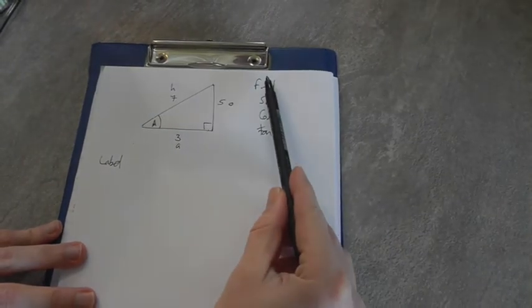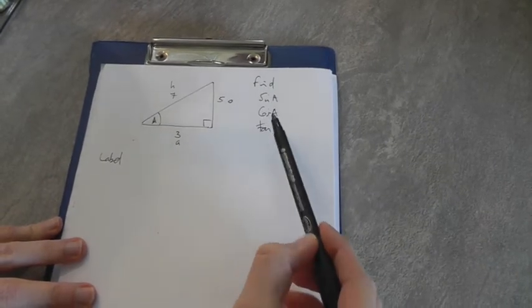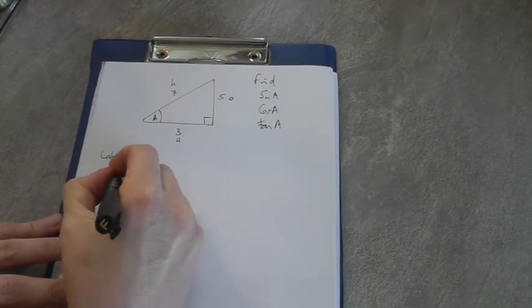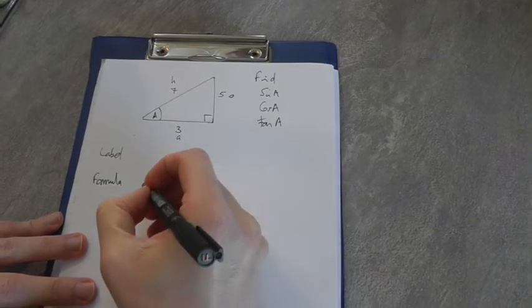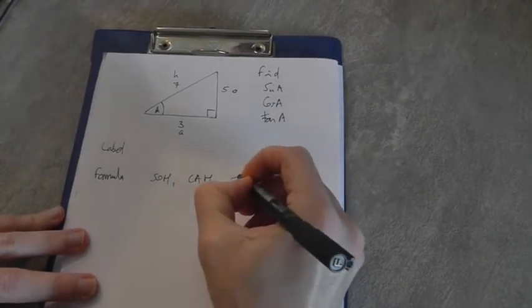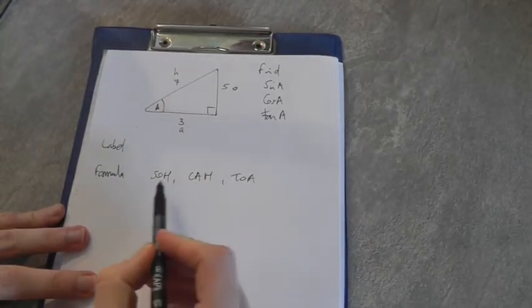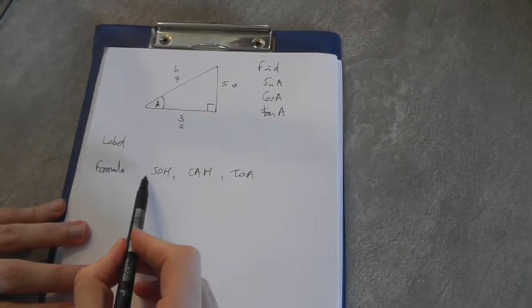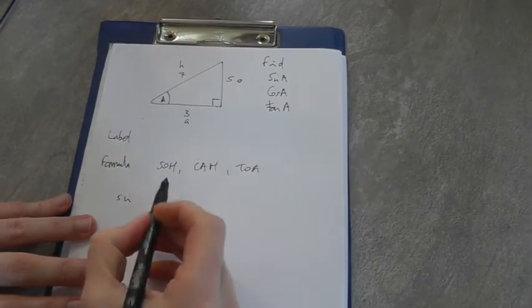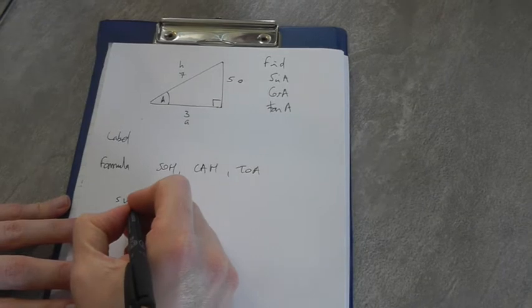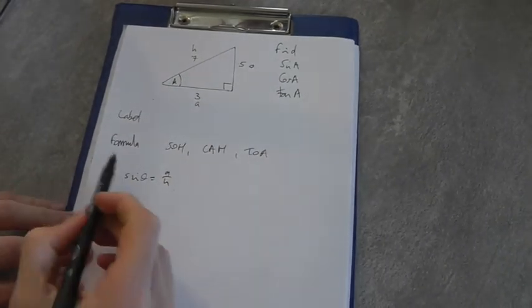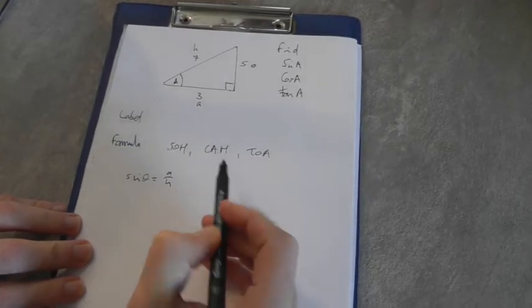Now the question says find sine A, cos A, and tan A. So I'm going to go to formula here. And first of all, the formula you'll often hear is SOH CAH TOA. And that's when we're dealing with sine, cos, and tan. So we're going to deal with this first one here, SOH. S stands for sine. And we have the letters O and H left over. So sine theta is O over H. So I have my formula selected.